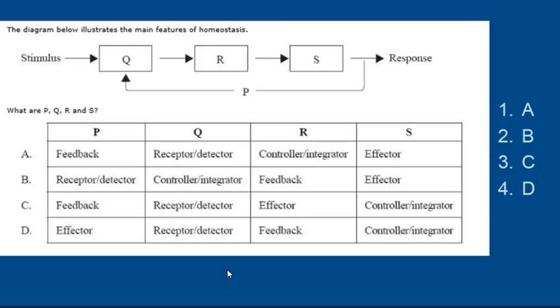Okay, so I hope I've given you enough time to think about it. But when you have a stimulus, it's going to be received, right? So Q is the receptor. Okay, so we've got A, C, and D could be the answer. Then, of course, it has to be processed, so you have the controller integrator. That is this. Then there's the effector that's going to give us a response, and that is going to bring us back to normal. This is our feedback. And so P represents the feedback loop. So the answer is A. See how the system works?